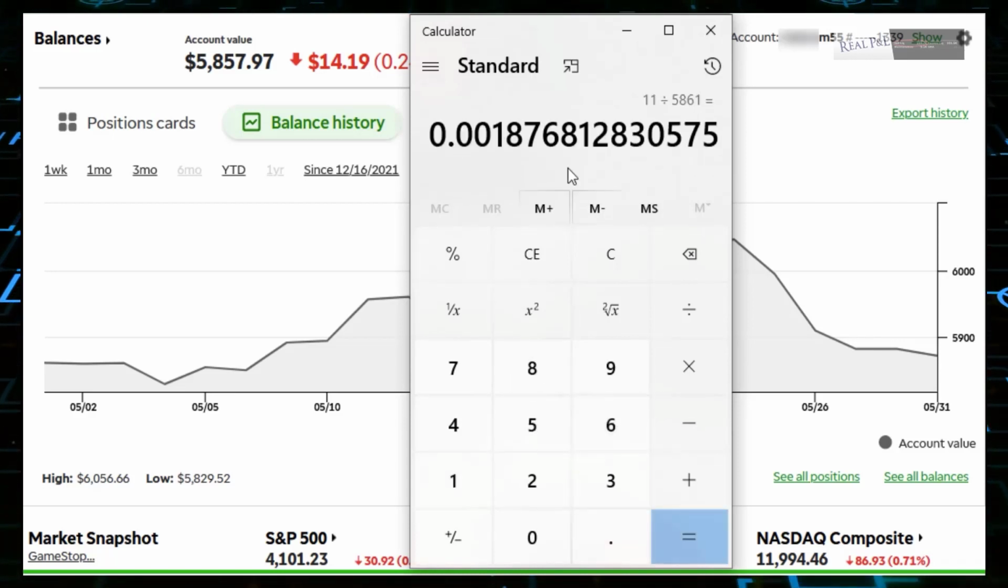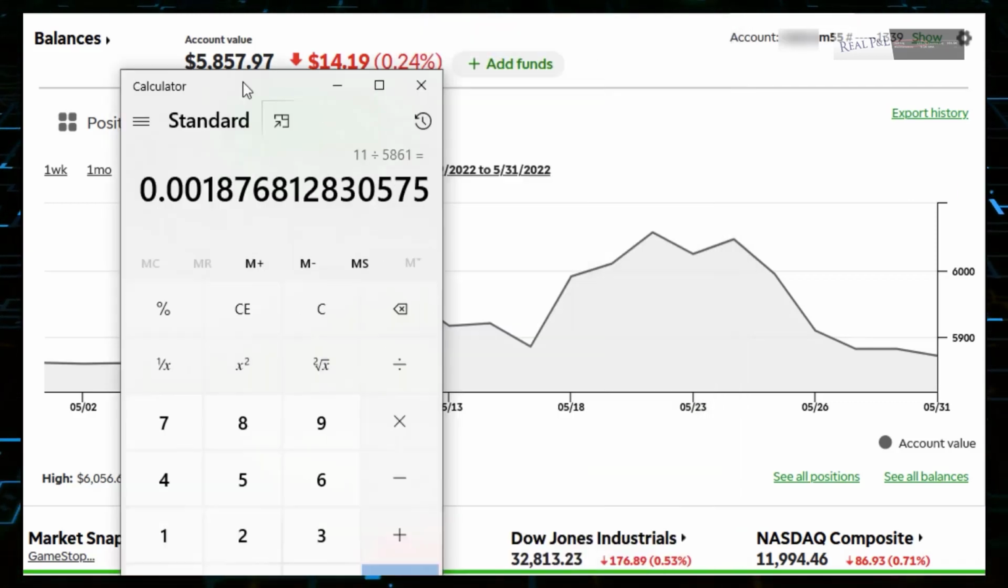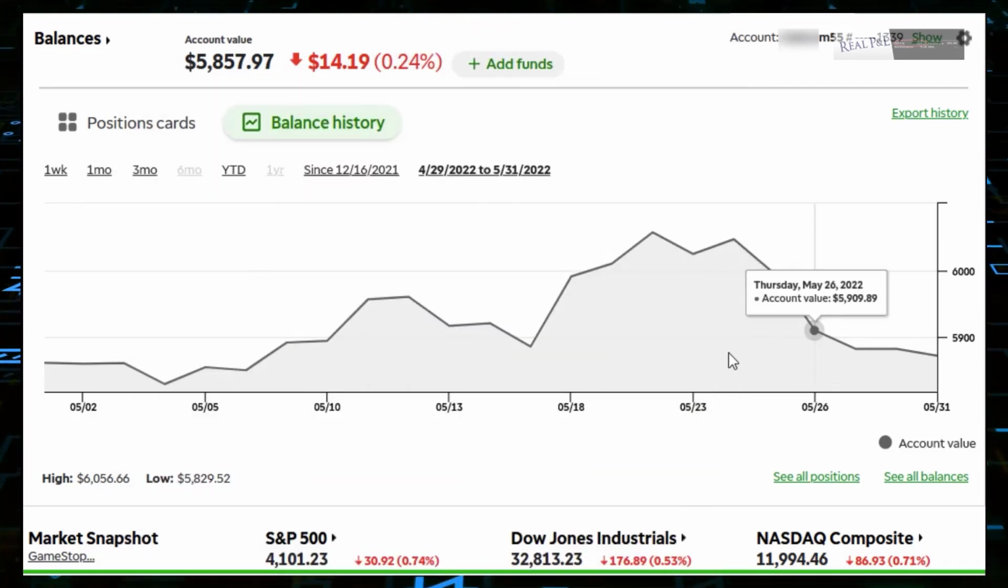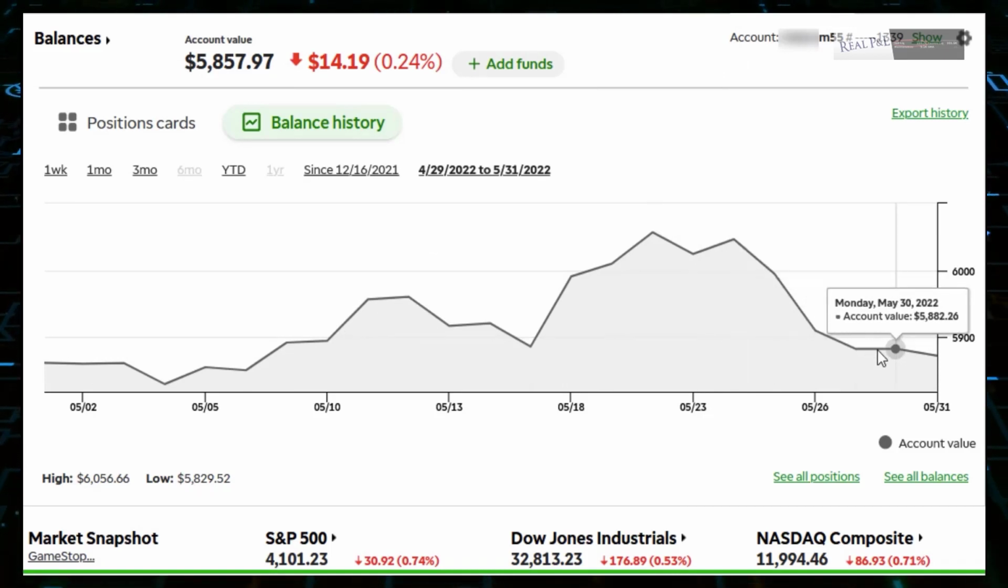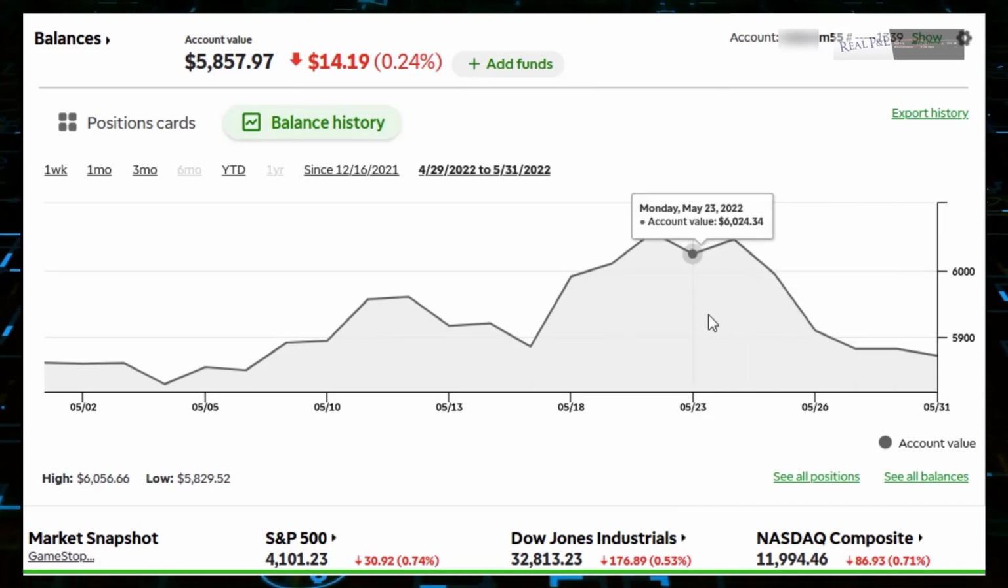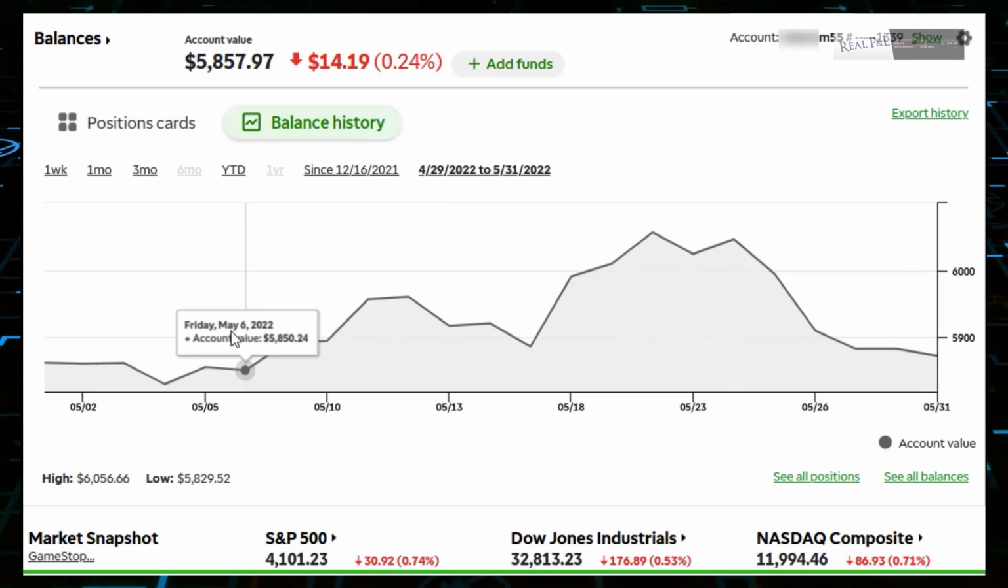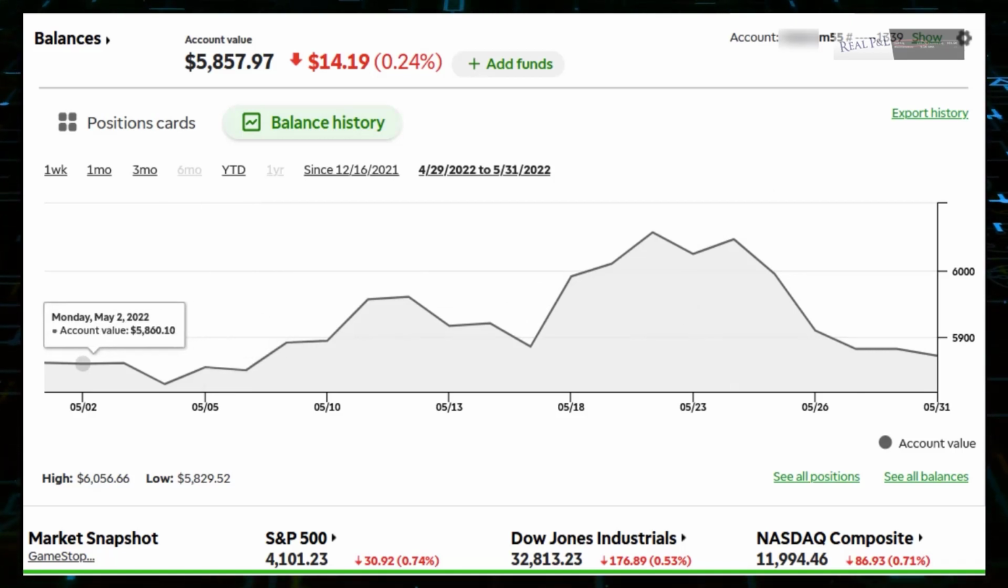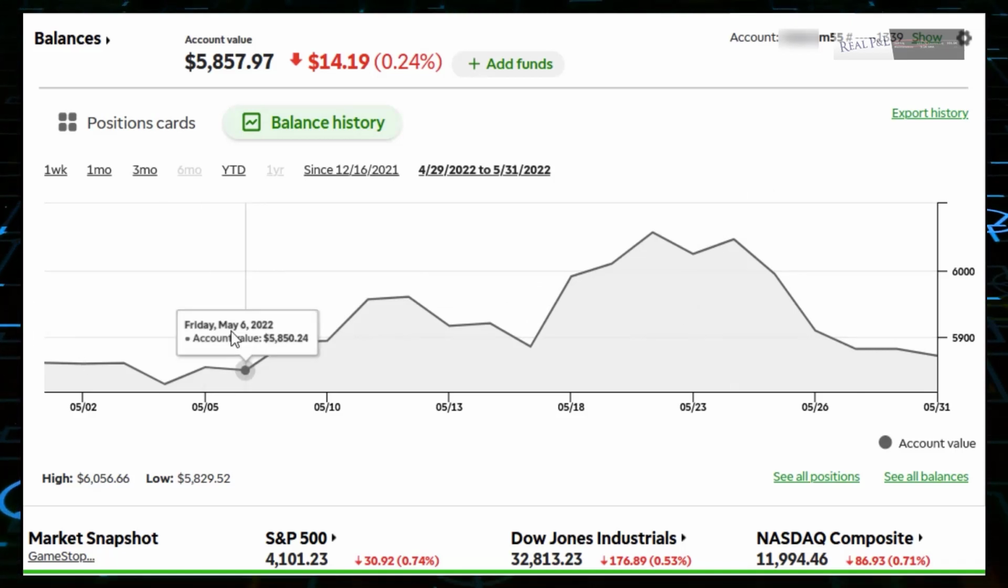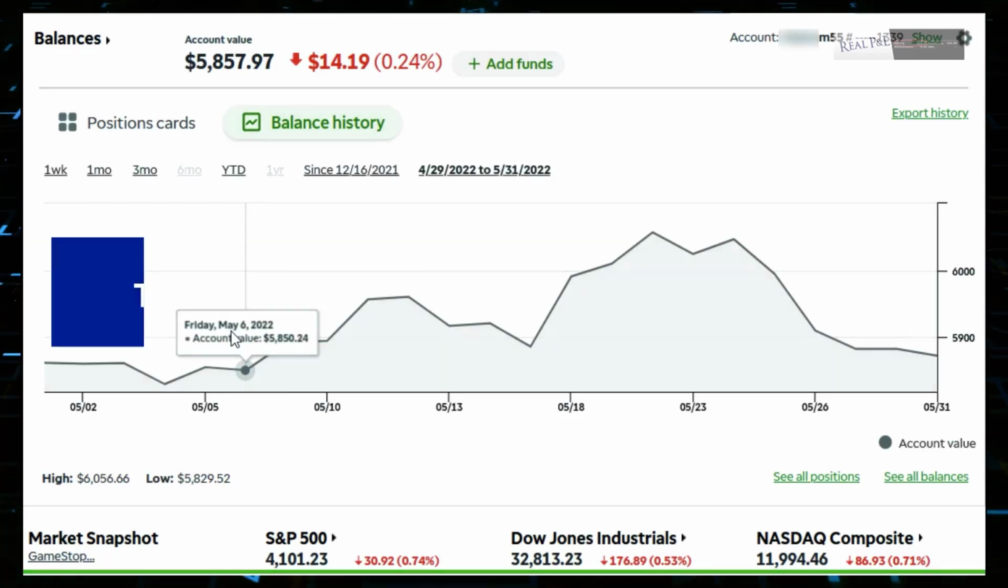I mean, not even near 0.1% or anything. It's just insignificant. Broke even, basically broke even for the month. And that's the same thing the S&P did, so that's interesting. Also, I'd like to mention that this account's up about 18% year to date. So there you have it for the safe wheel for the month of May 2022.